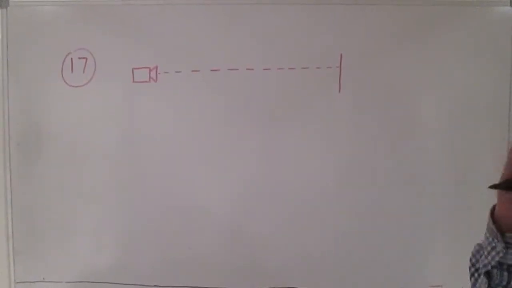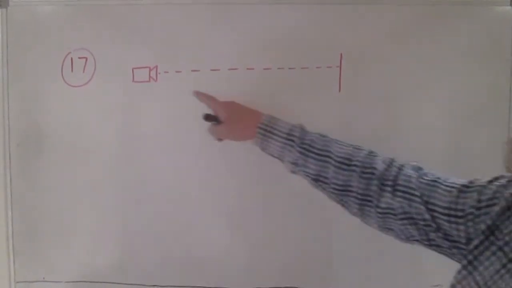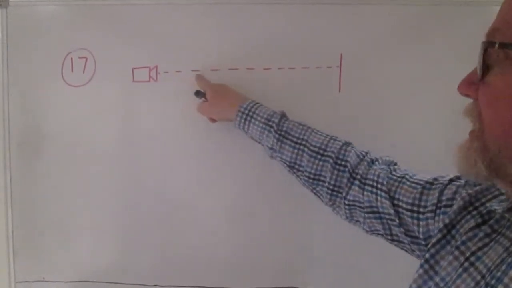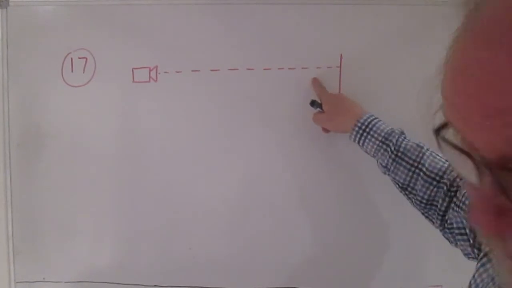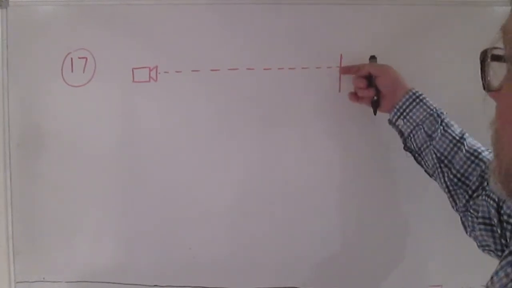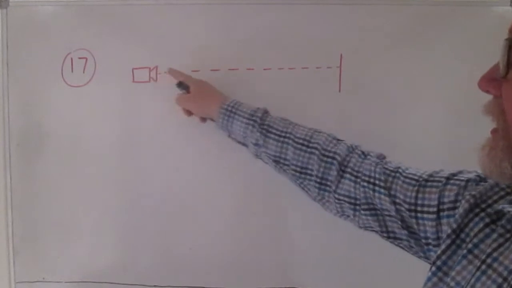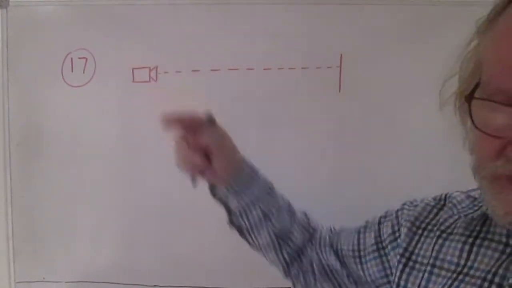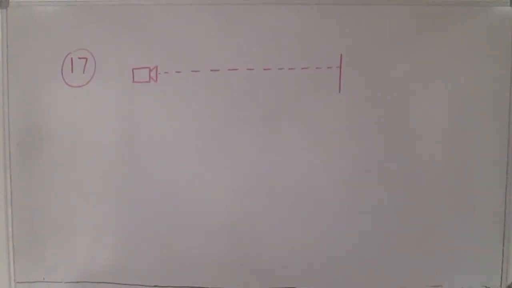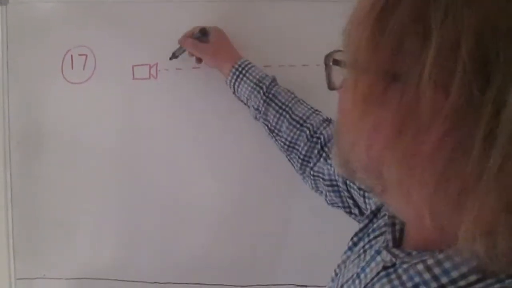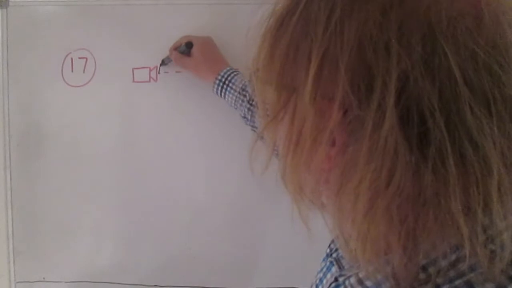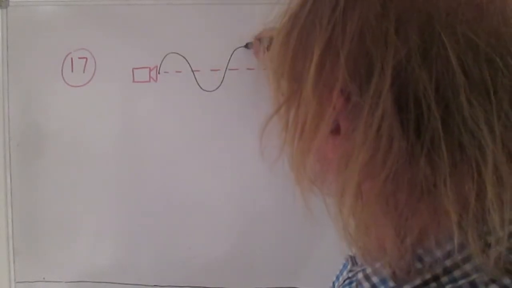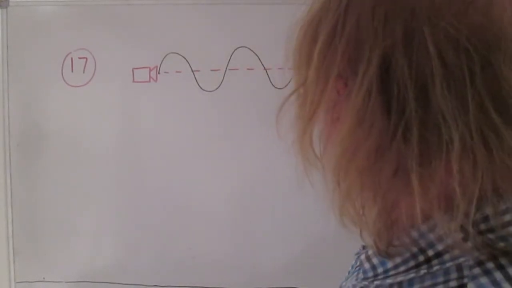Question 17 is also about setting up stationary waves, the same as question 16. This time we're doing that by transmitting microwaves along here, and then they're bouncing back off a metal plate and going back the other way, and we're going to get a superposition between the two waves travelling in opposite directions. So again, the important thing is that we're going to get a standing wave. So we're going to get, you know, something like this.